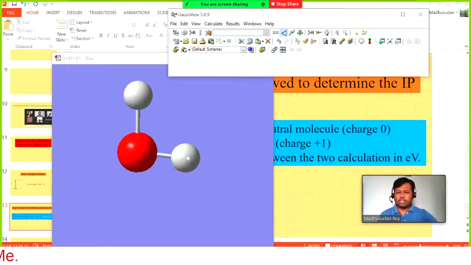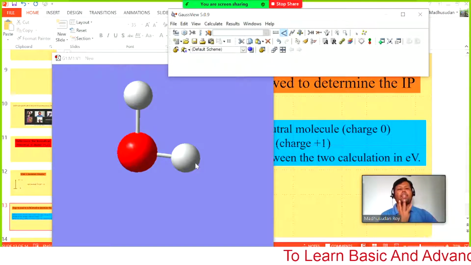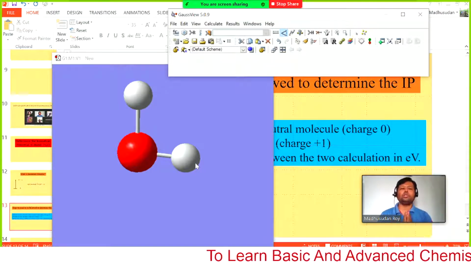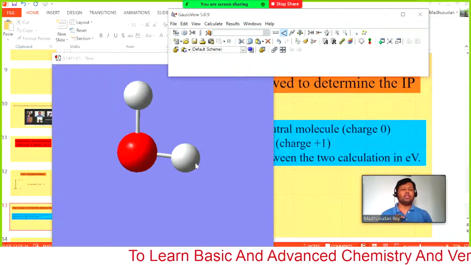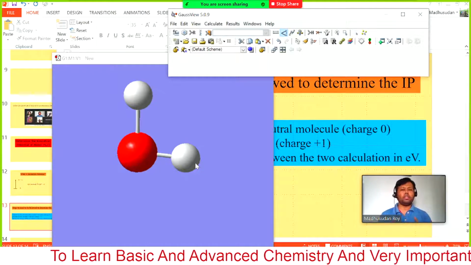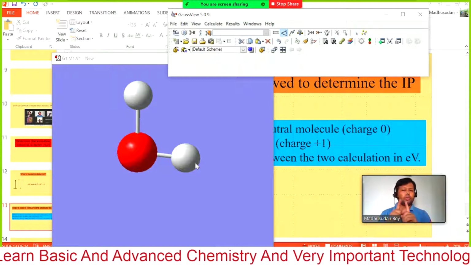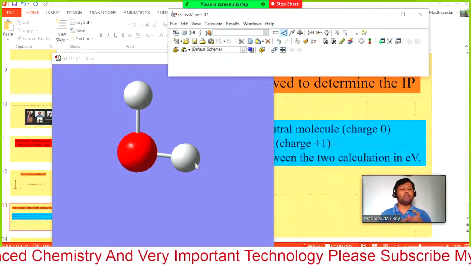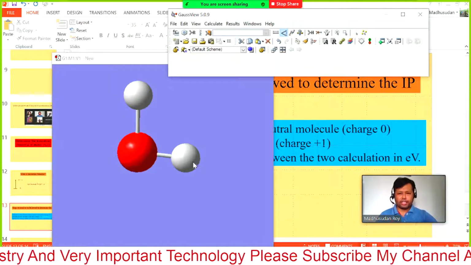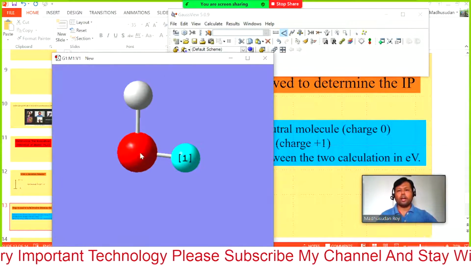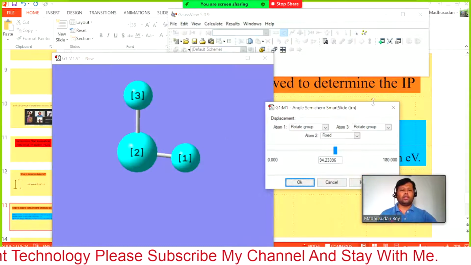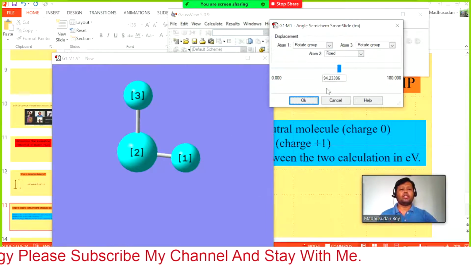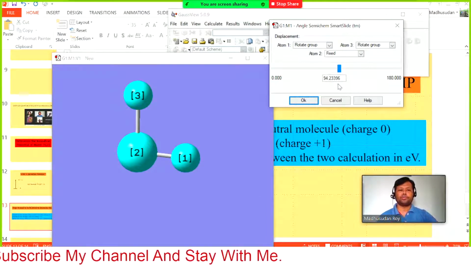To change the bond angle, you need to select 3 atoms, and to select a bond, you need to select only 2 atoms, because a bond is between 2 different atoms, and a bond angle is always between 3 atoms. So let us click here: 1, 2, 3. Okay, now here it shows 94.23.